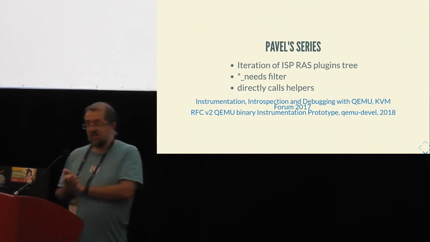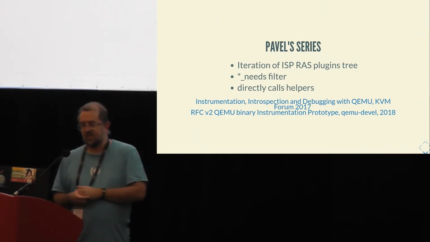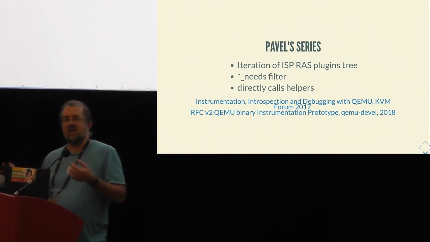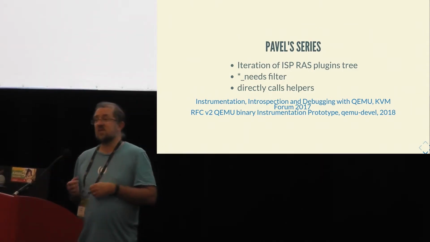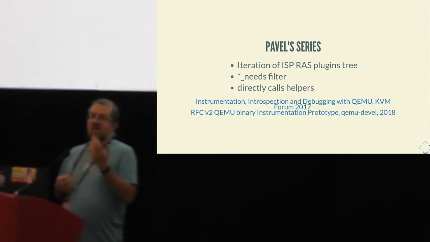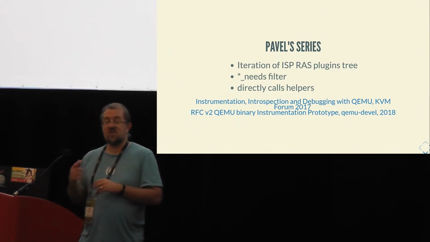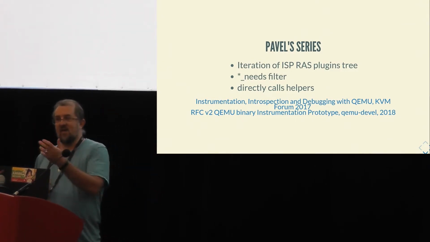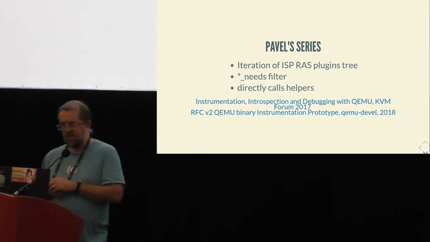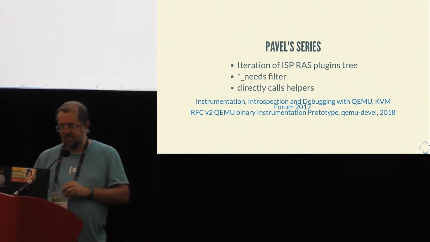Pavel did a series, so this was an iteration of the ISP RAS plugins tree, which they had for their research. It introduced the idea of having a needs filter, so a plugin could have a needs function which would get called and it would say yes, no, and then it would hook in the helper function, so it could directly call a helper in the plugin. He presented these ideas back in 2017 and the RFC in 2018.